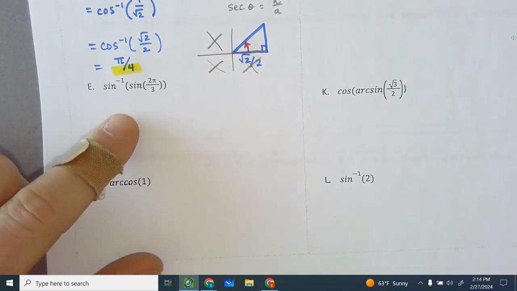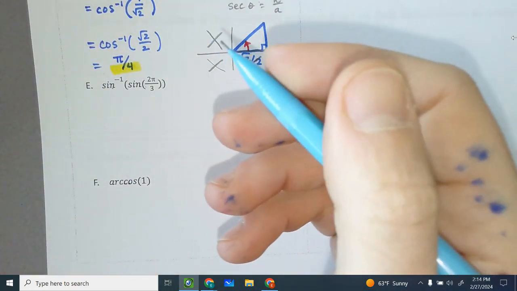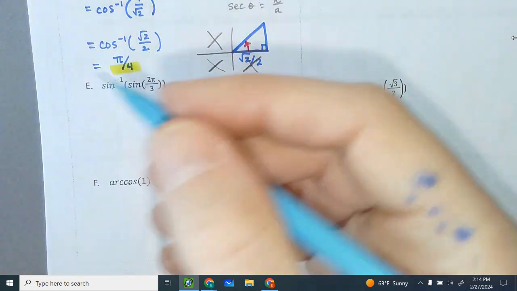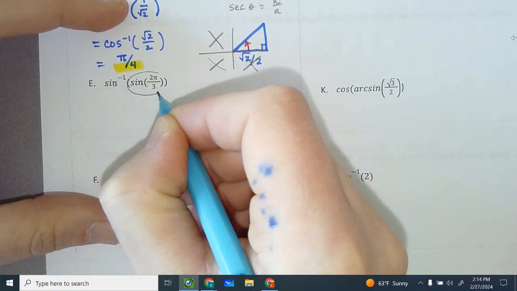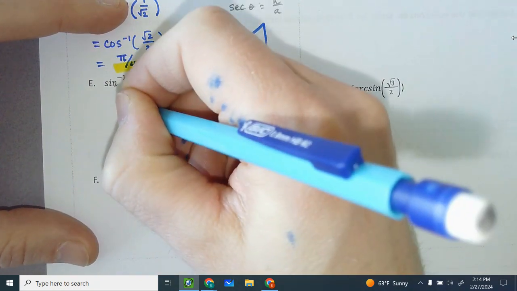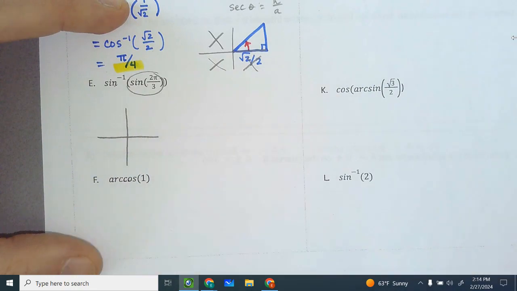Okay, next one. This one's a two-parter. You would think that the inverse sine and the sine would cancel each other out, but they're actually not going to, and I'll explain why in a second. This one, we start here. Now, this is like a classic Unit 6 kind of inverse trig problem.